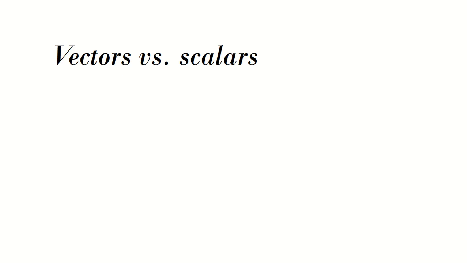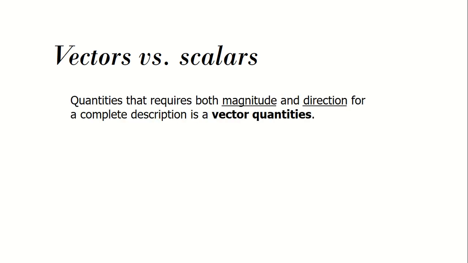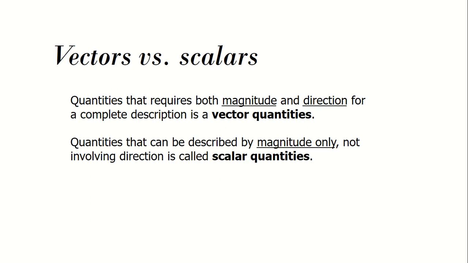Let's start with some definitions. Let's differentiate vectors from scalar quantities. Vector quantities require both magnitude and direction for a complete description. Meanwhile, scalar quantities only require the magnitude for it to be described. It doesn't involve any direction.